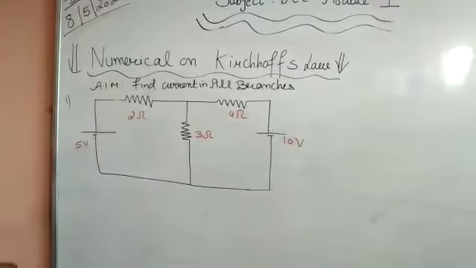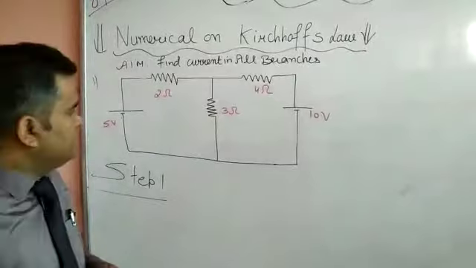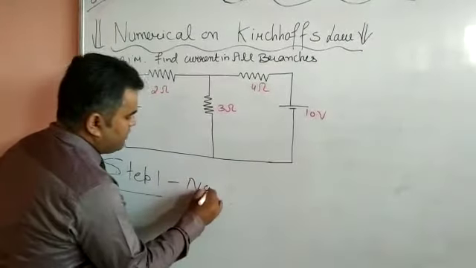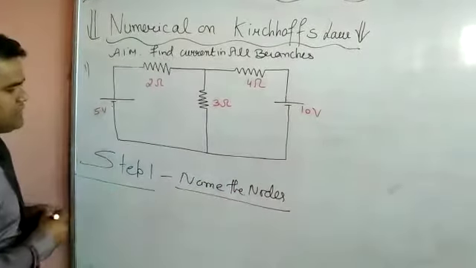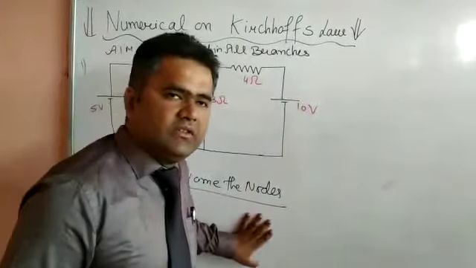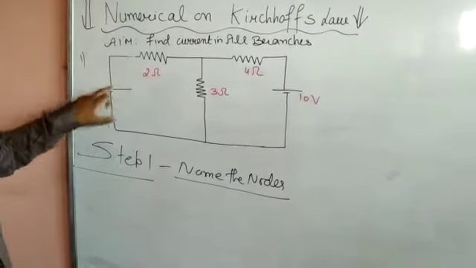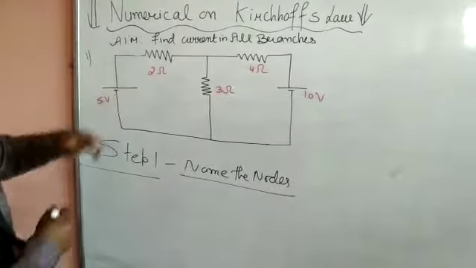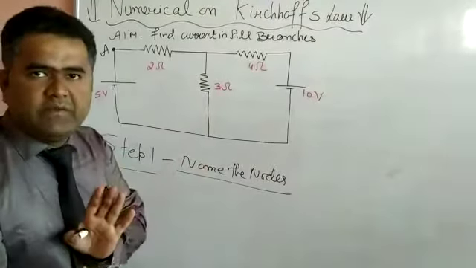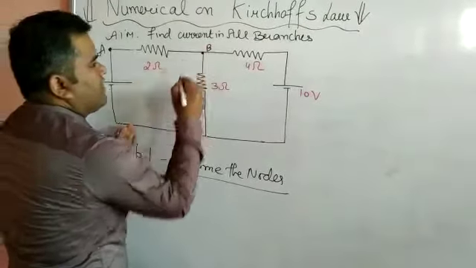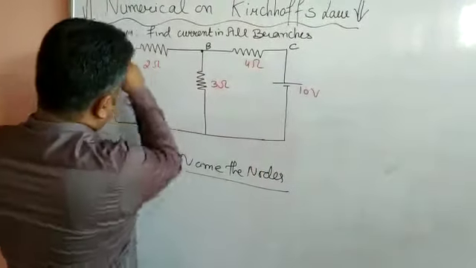Okay. Now, step 1, to solve any numerical, name the nodes. So first of all, we will name the nodes. Okay. So, what is a node? Where two circuit elements meet at a point. 1, 2. This is one node. Or two or more than two circuit elements meet at a point. This is another node. Where two circuit elements meet. This is another node. This circuit element, this and this.